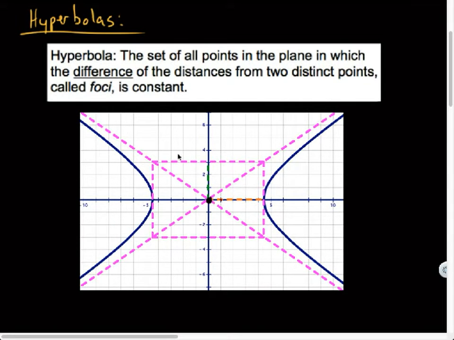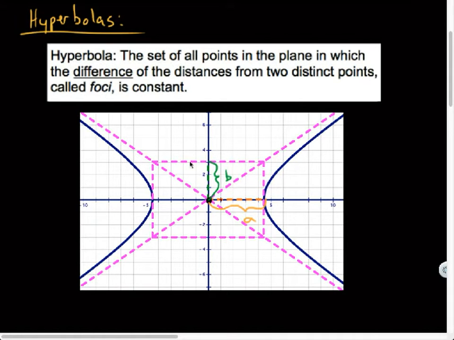The orange distance here from the center to what we'll call the vertices is A units. Okay, so there's A units. Here's another A units. So A units that way, A units this way will give me my vertices, the location of each vertex. B units will be this amount, which doesn't actually go to a point on the graph. So B units up, B units down gives me these locations, which I use to determine another fact.